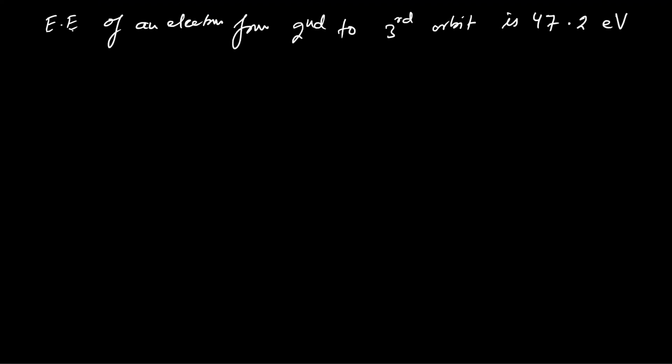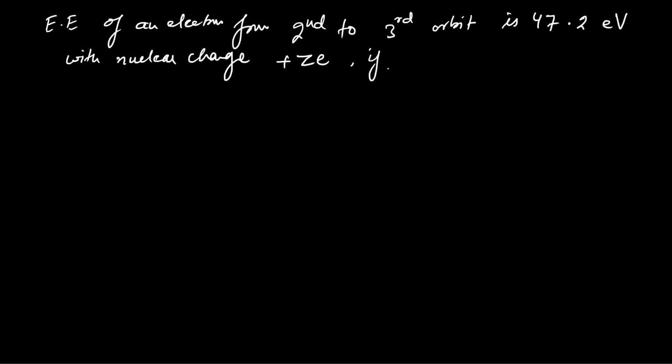The energy absorbed by an electron when it jumps from second to third orbit is 47.2 electron volt, with nuclear charge positive Ze. Nuclear charge is given to you, that is the atomic number.